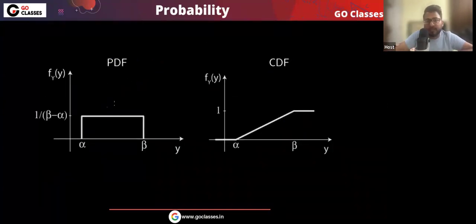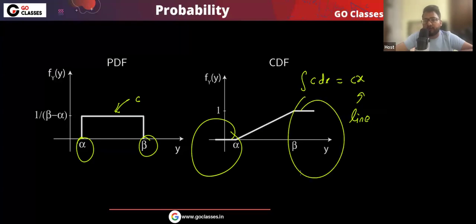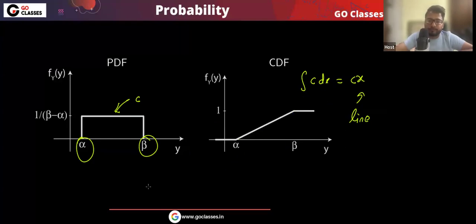Suppose the PDF is constant. Let's suppose it is C, or maybe 1 by 10 or something. Then what is the integration of C? It is CX, right? It is a straight line. So it is a line in this range. Before this it is 0, after this it is 1. Understood? Let me know if this is clear.